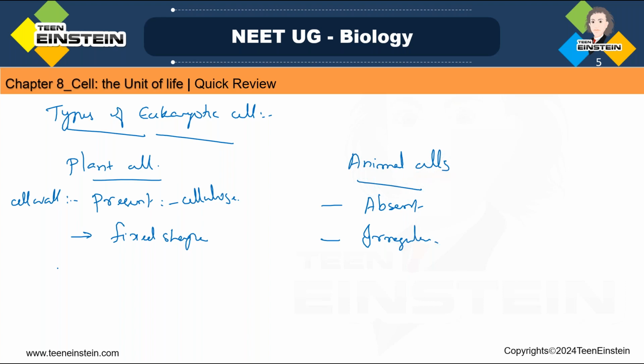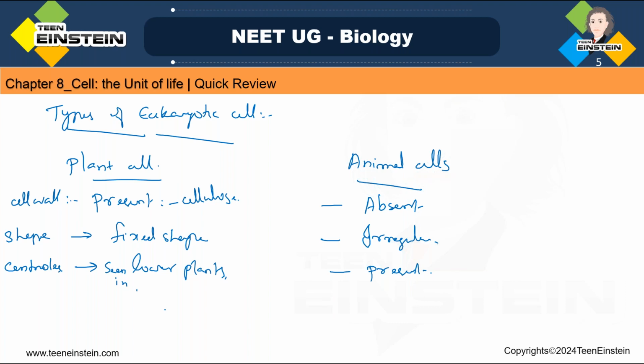Then what about centrioles? We'll learn about all these organelles. In animal cells, centrioles are present. This is shape and this is centriole. Centrioles are present in animal cells, but in plants, we can see centrioles only in lower plant forms.